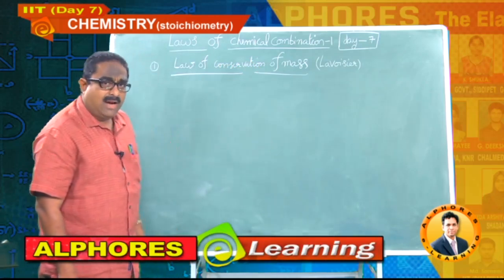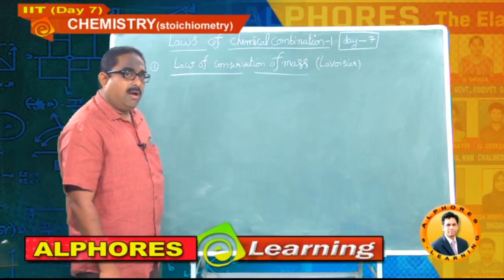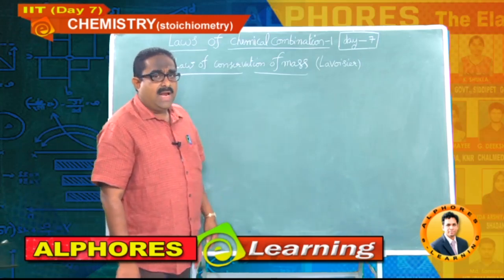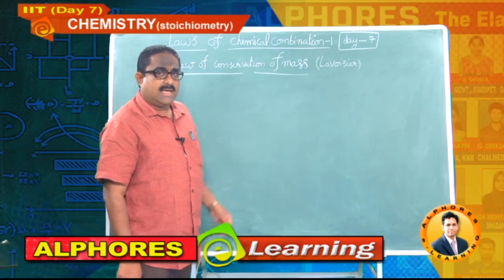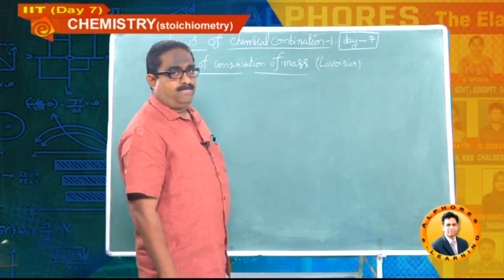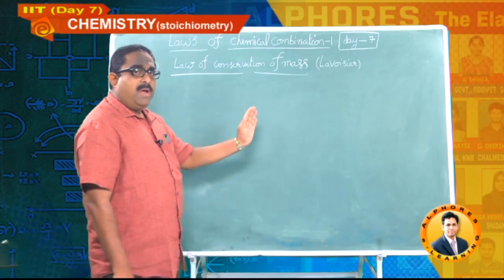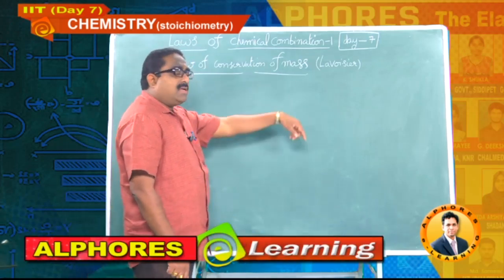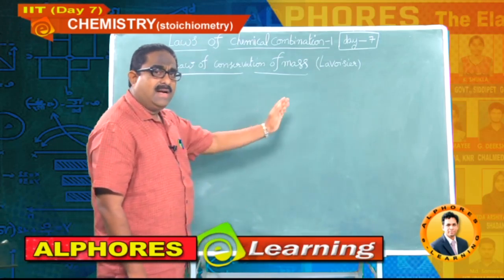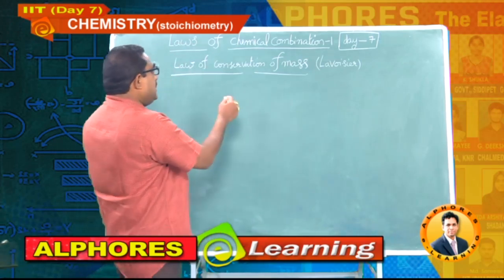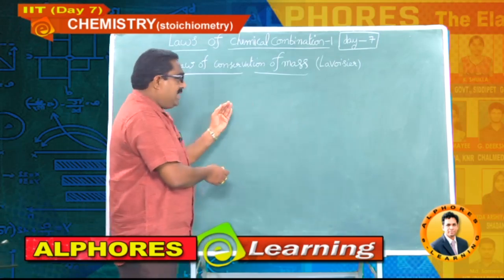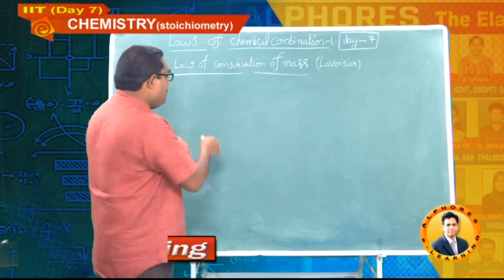during a chemical reaction, the total mass of reactants consumed in the reaction should be exactly equal to the total mass of products obtained in that reaction. We can understand this law by taking one simple example here.